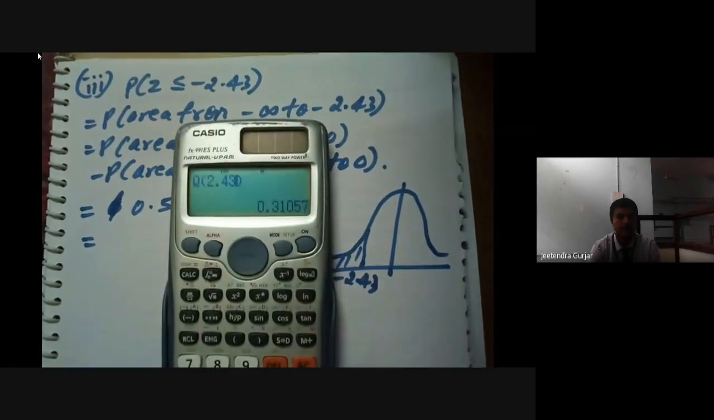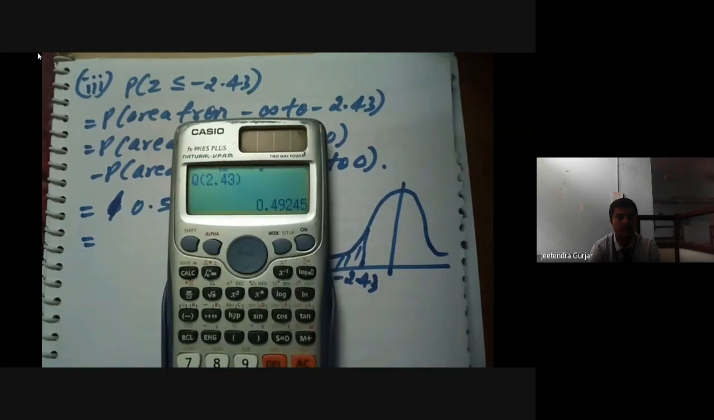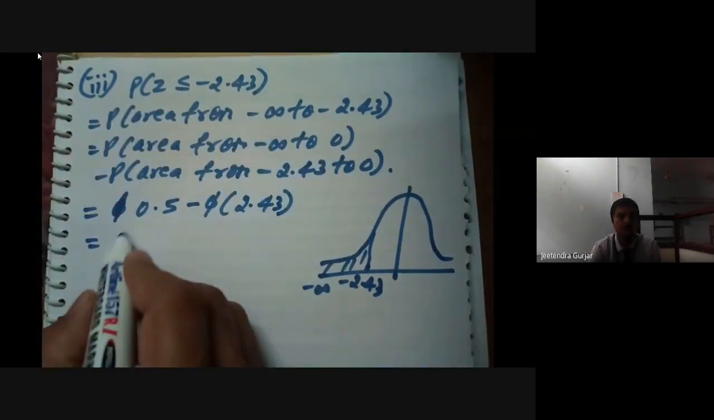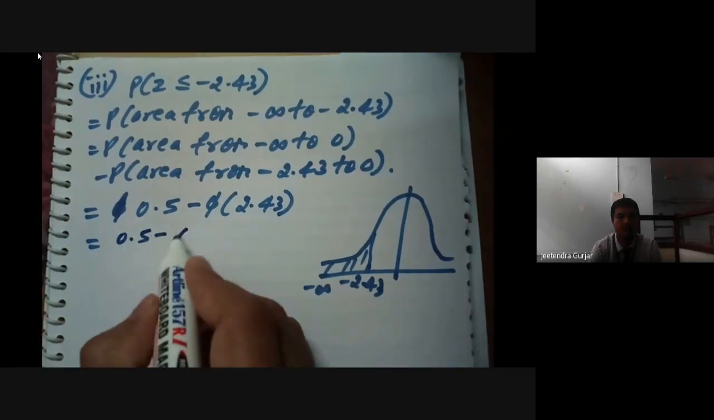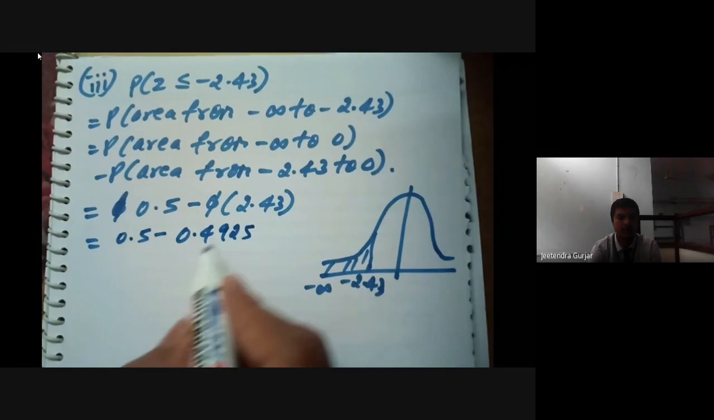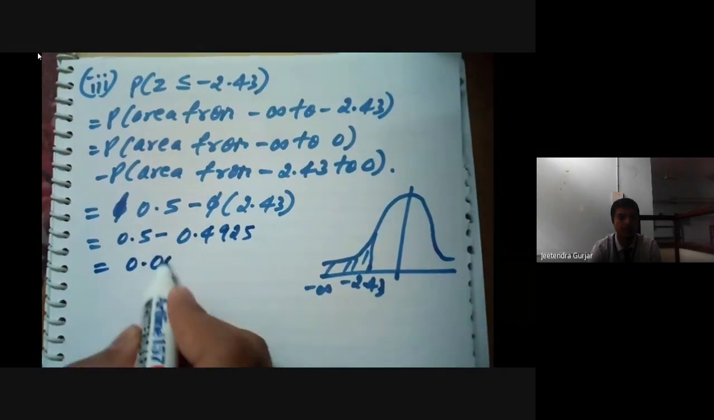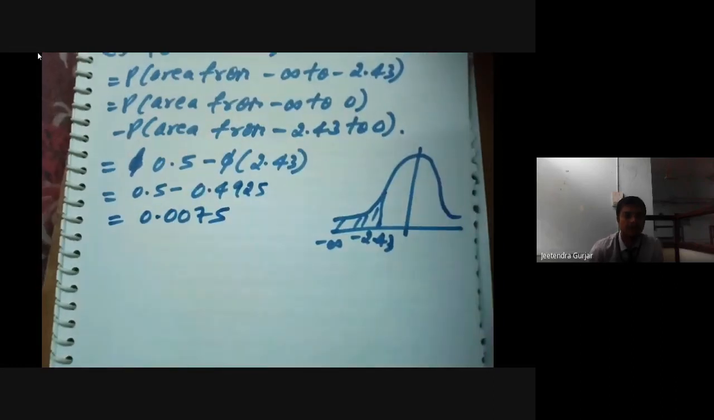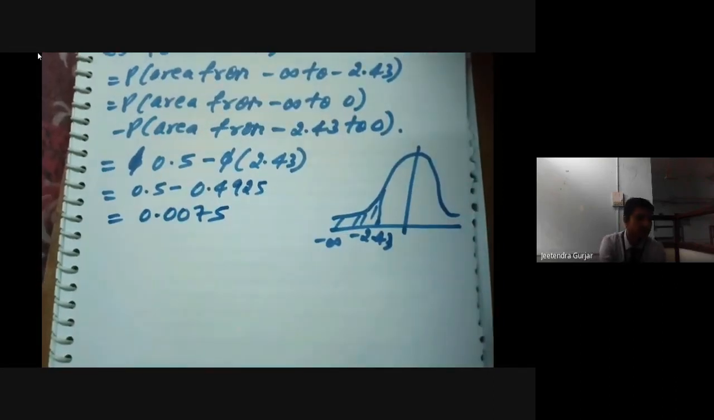So what will be the answer now? It is 0.49245, or you can round this up. So what are you going to simplify? It is 0.5 minus 0.49245. I will make it 0.4925, a round figure. If you simplify this, you are going to get 0.0075. This is our probability, students. So this is how we are going to calculate the normal distribution.